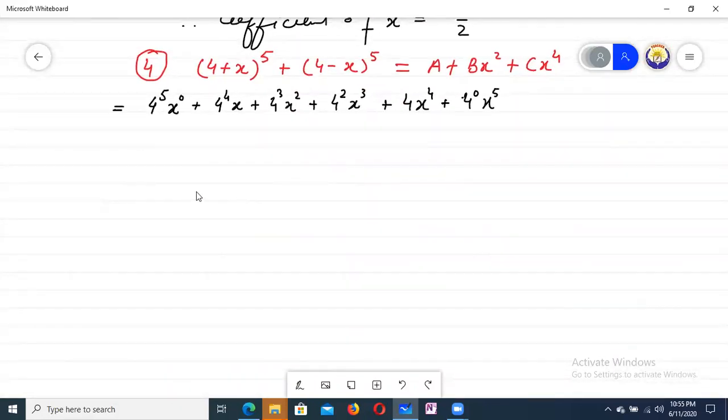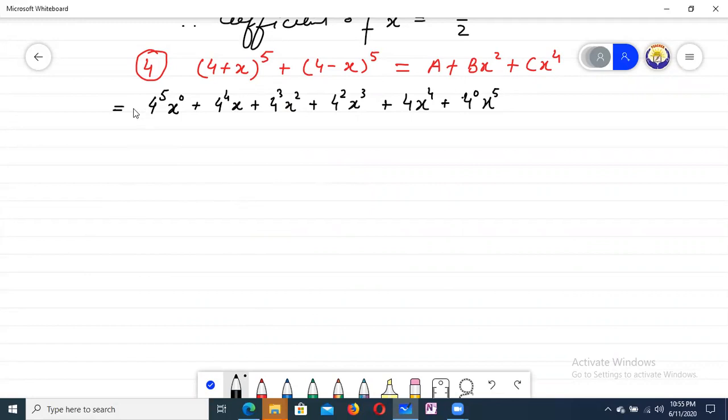Here is 1, 5, 10, again 10, and here 5, then 1. This is the expansion of this first one.